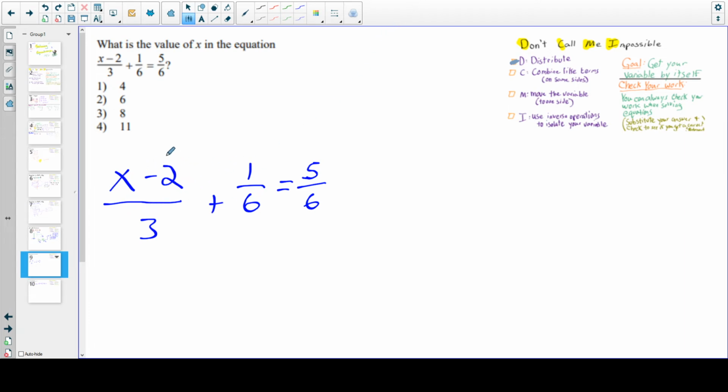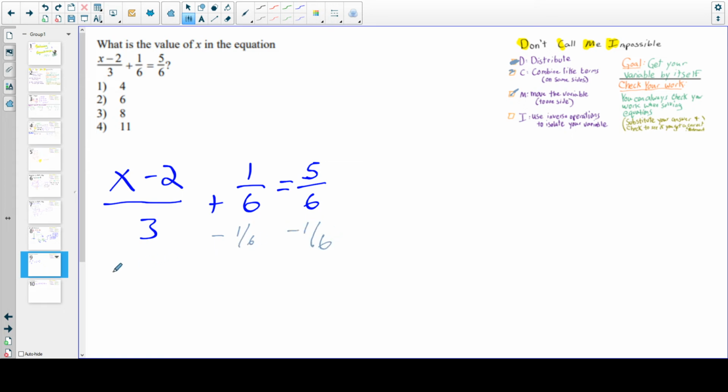Not really. There's some cool algebra stuff that you could do on this left-hand side, but you don't need to do that right now. Do I need to move my variable to one side? Nope, my variable's chilling over here. So the only thing I have left is use inverse operations. So I gotta get rid of this 1/6, the 3, and the negative 2. So the opposite of adding 1/6 is subtracting by 1/6.